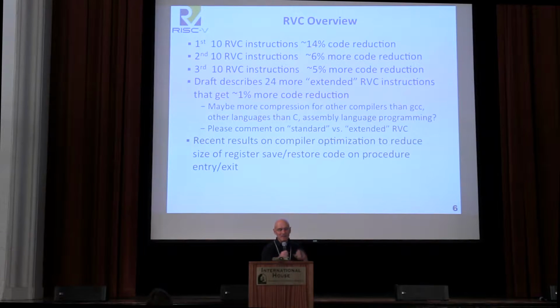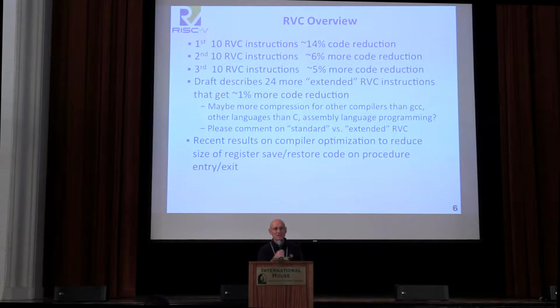So the bottom line is Amdahl's law, right? A few instructions get most of the benefit, and with the law of diminishing returns, you get to the end and there's not much left to gain. The first 10 instructions save 14% of code size, the next 10 save 6%, the next 10 save 5%, and after that we have an elaborate 24 more instructions, and it only got 1%. And in the specification that we released, we asked you to give us feedback on what we call the extended RVC versus the so-called standard one, on what we should do.